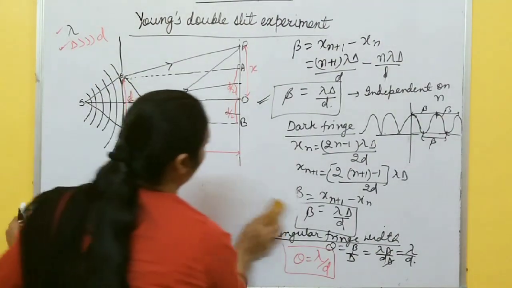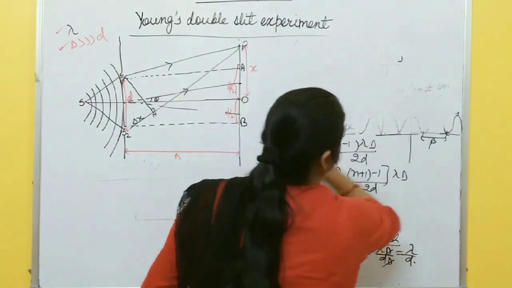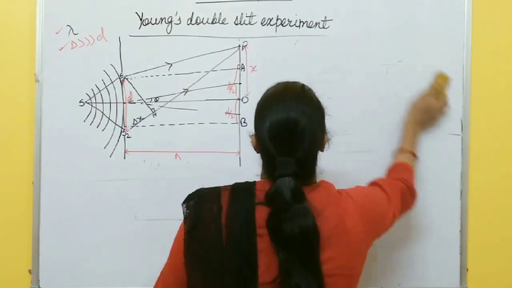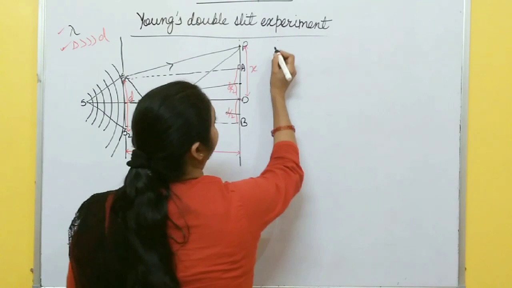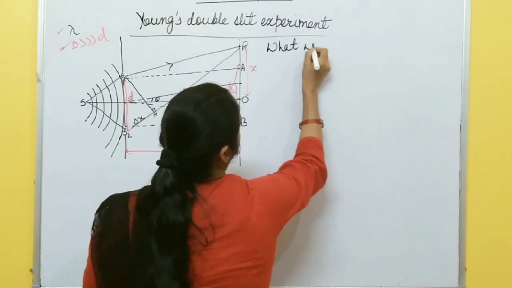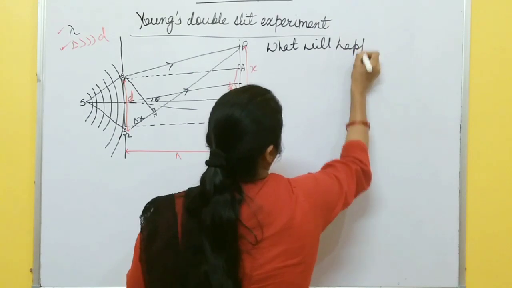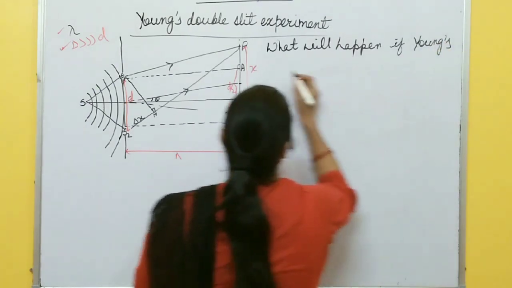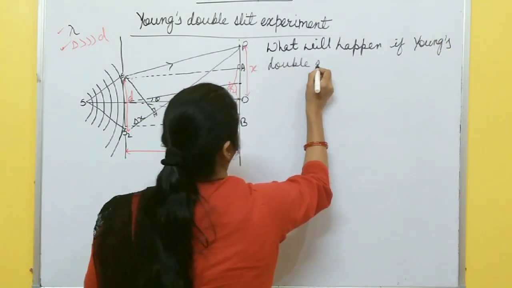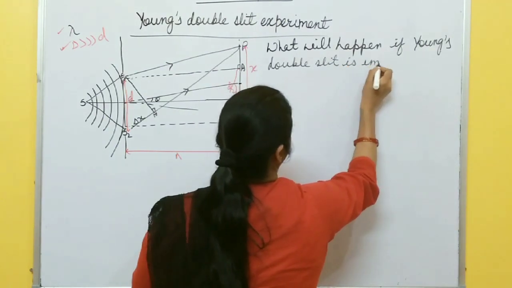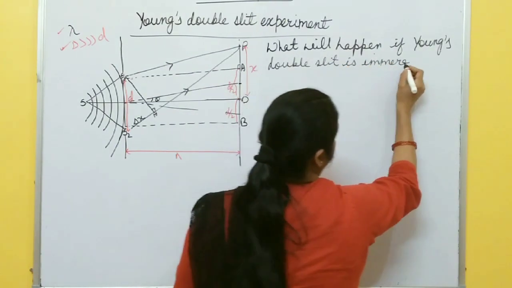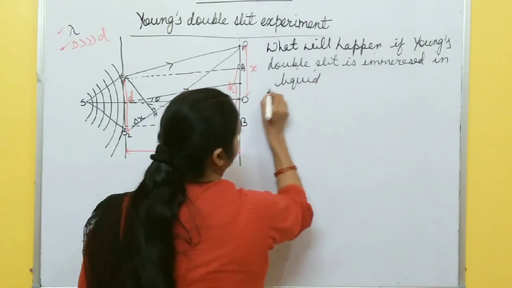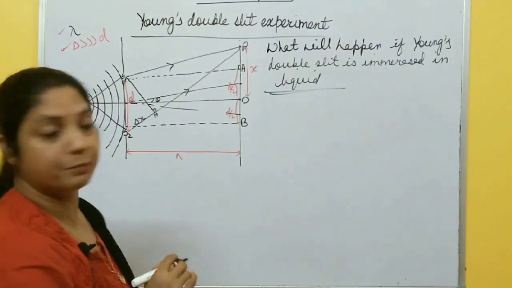is left in this topic. What happens when this Young's experiment is immersed in liquid? Then is there any change in the path difference or fringe width? Now, what will happen if Young's double slit is immersed in liquid? Is there any change in the fringe width or path difference?